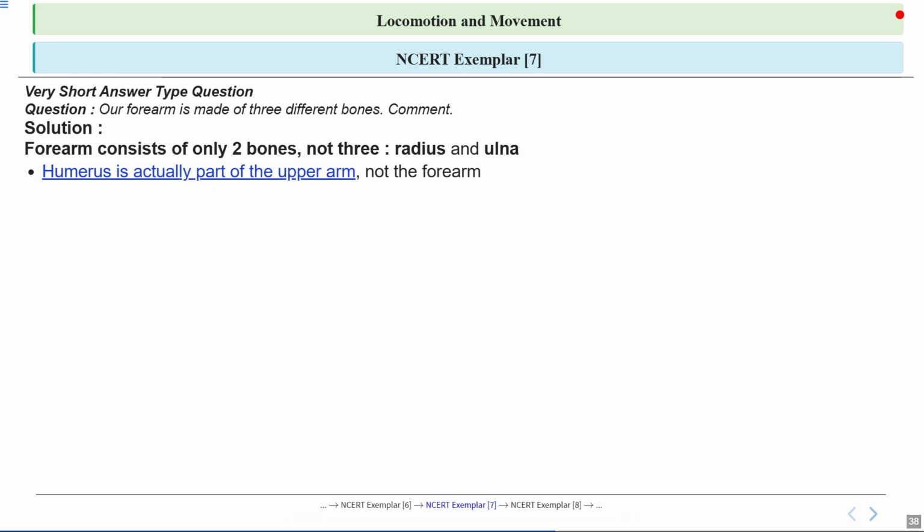Then humerus, it is a long bone located in the upper arm, connecting the shoulder to the elbow, and it is not part of the forearm. So the forearm consists of 2 bones, the radius and the ulna, which are located below the elbow. So the humerus is a part of the arm, specifically the upper portion, that plays a key role in arm movement and supporting the structures above the elbow.